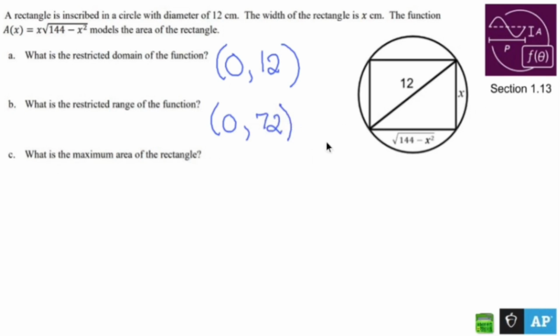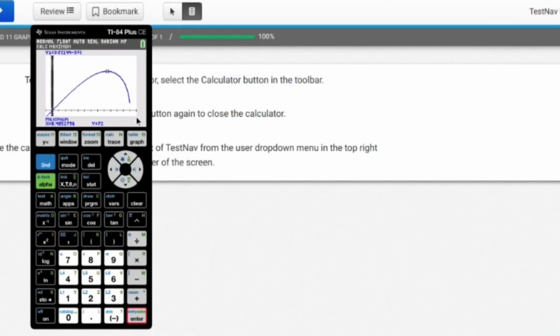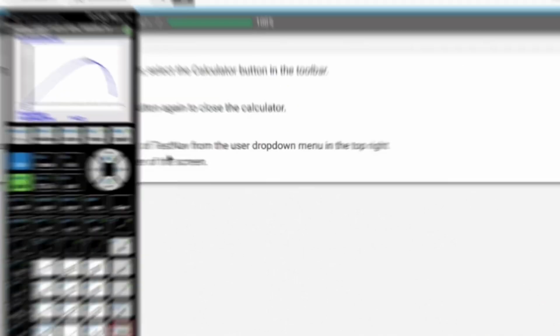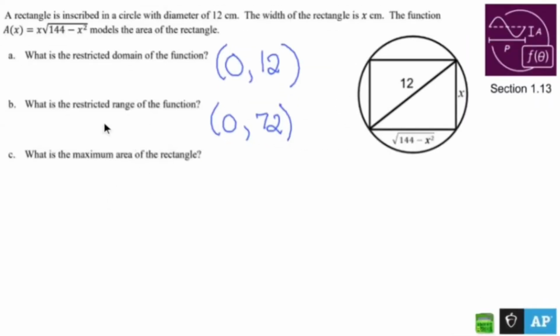Well, let's go back to our calculator, type that in, and see what the maximum area is. Hey, what's the maximum value? 72, stupid. Go back. Well, I didn't really need to do that because I did that in part B. So 72. I don't know why I did that. Dummy me. But, anyway, thanks for watching.